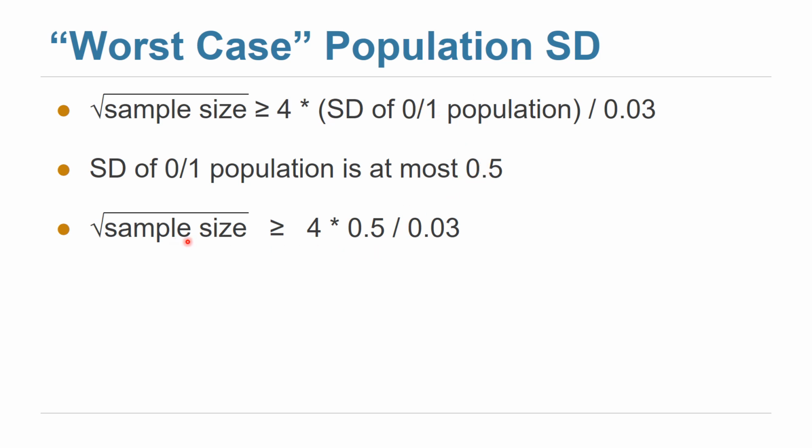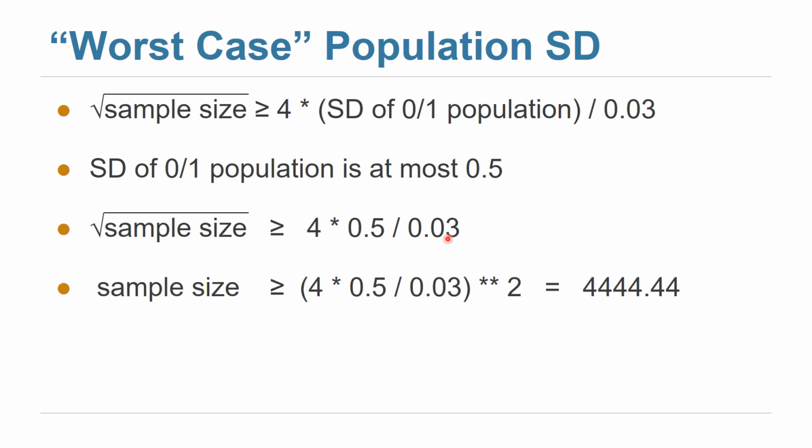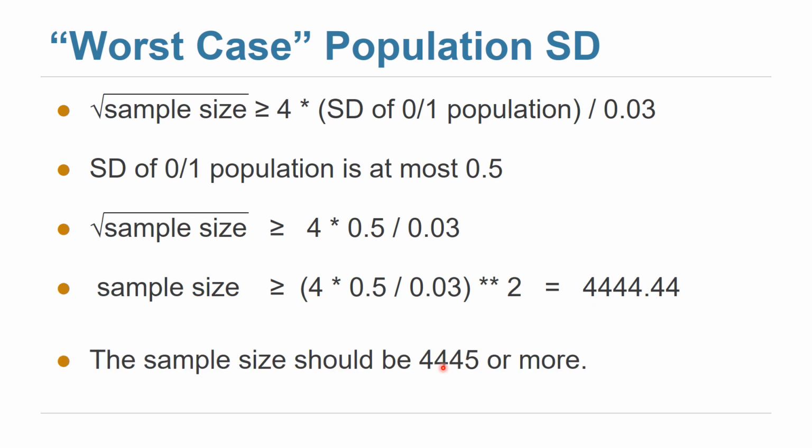Now we have the square root of the sample size greater than or equal to 4 times 0.5 divided by 0.03. Now the sample size is the square of this value, which is 4,444.44. Of course, we cannot have this specific sample size. It has to be an integer. So we can say that the sample size should be 4,445 or more, because of course we have this inequality here.